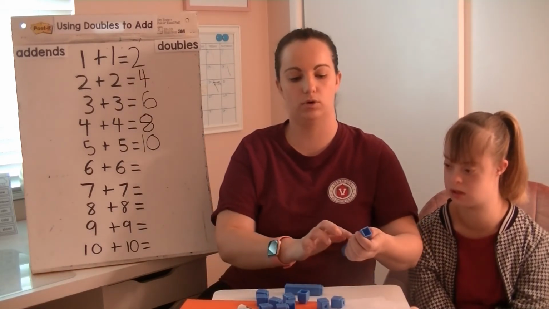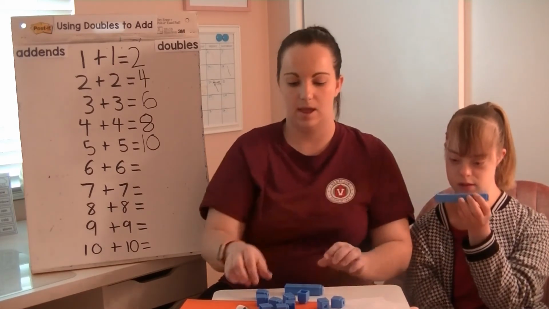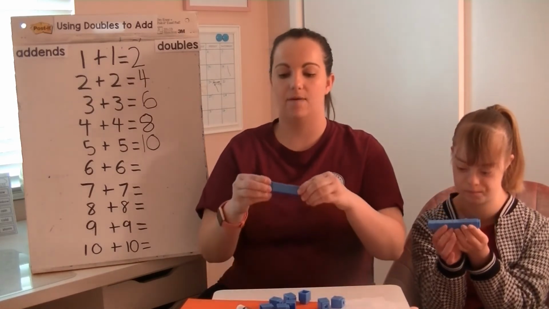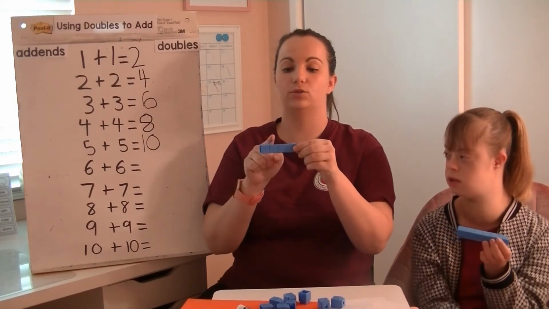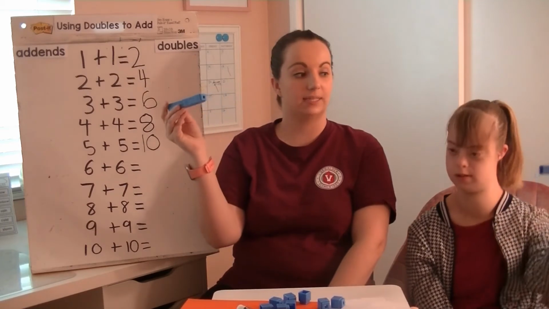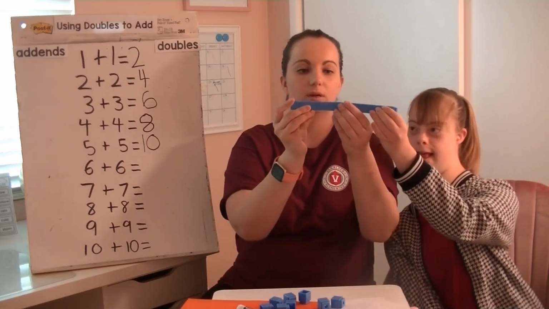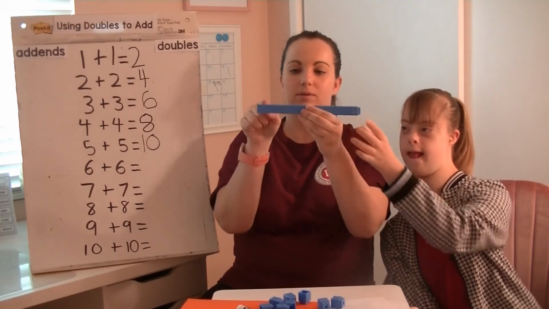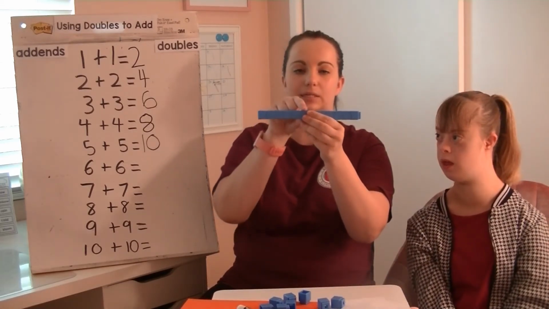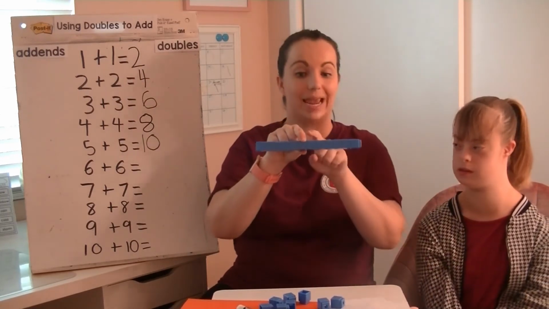Okay, Kaylee. Here are your 6 cubes. Hang on to it. We're going to add. And then I have my 1, 2, 3, 4, 5, 6 cubes. Let's go ahead. Let's add them together. 6 plus 6 equals, let's see. So here are my 6. Now let's add on or count on Kaylee's.